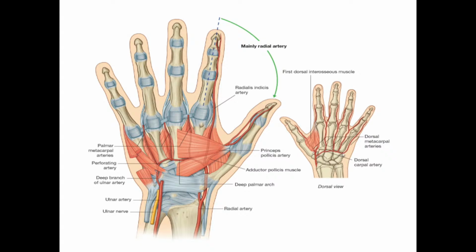And here we have the dorsal carpal arteries. Then we have the dorsal metacarpal arteries, and then the dorsal digital arteries. And from this side, we have the dorsal metacarpal arteries, and it goes straight ahead supplying our thumb.